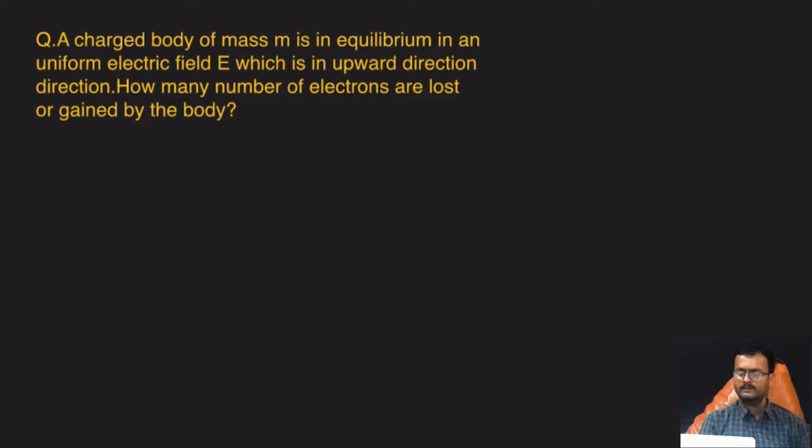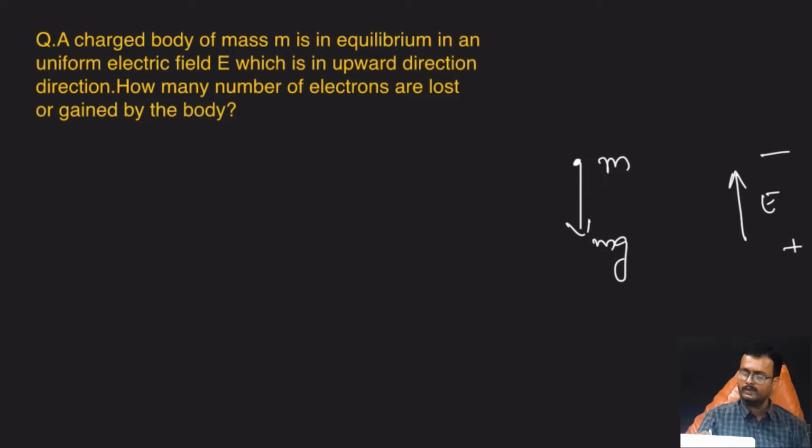A charged body of mass m is in equilibrium in a uniform electric field E, which is in upward direction. How many electrons are lost or gained by the body? The body has a mass m and the charge is not clearly given. It may be positive or negative. Due to its mass m, it has a gravitation force mg in downward direction. Electric field is given, that is in upward direction. So plus plate is downward and minus is in upward direction.